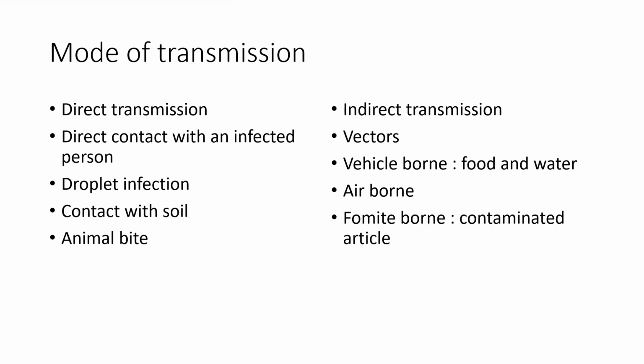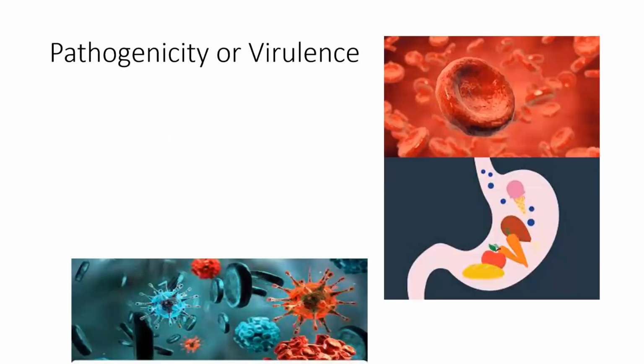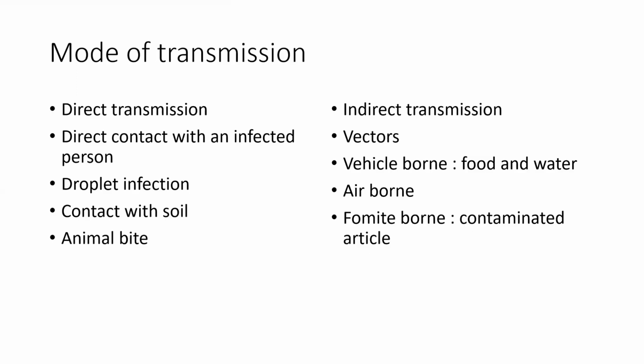Similarly, there will be fomite borne. Fomite borne means contaminated articles. For example, sharing your pen, pencil, book. The articles are fomites, they are already diseased. So these are the modes of transmission.